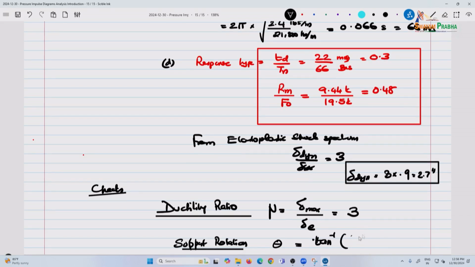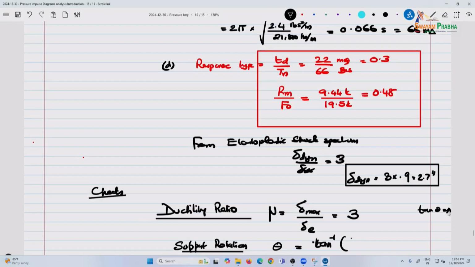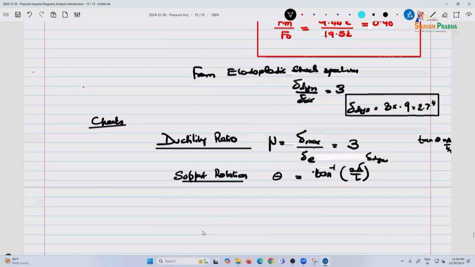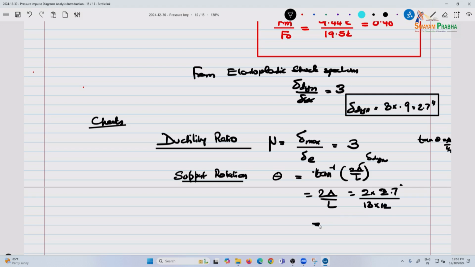theta is delta by L over 2, tan inverse 2 delta by L dynamic. So 2 times 2.7 inches divided by 13 times 12. I don't know how much this is. This is roughly 1 point something degrees.